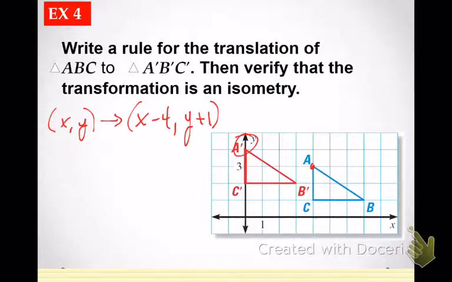And we want to check the rest of the points to make sure they're following the same rule. So C, if we walk back 1, 2, 3, 4, so x minus 4, and then up 1, y plus 1, and we get there. B, if we go back 1, 2, 3, 4, and up 1, we get to B prime. So that rule seems to hold for all the points. So that must be our translation rule. And that's all there is to it. How do we get from the preimage to the image?